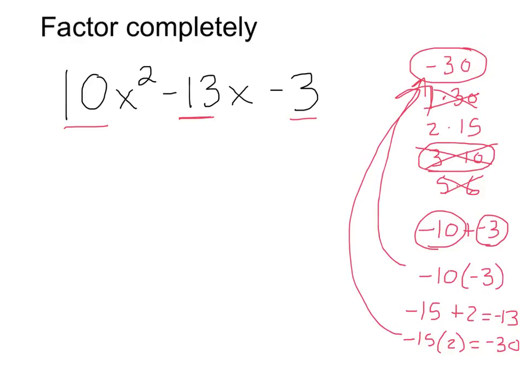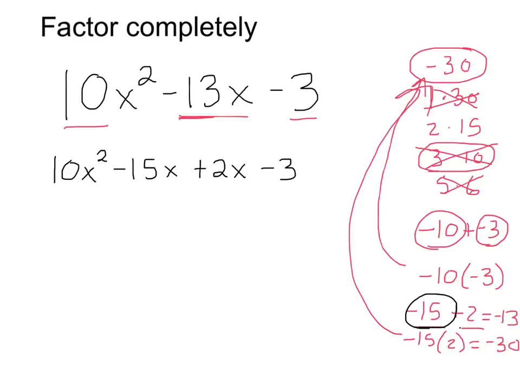And so I'm going to replace negative 13x with negative 15x plus 2x, aren't I? So what do I need to write? What do I need to write, Hayden? 10x squared minus 15x plus 2x. Okay, so all we did was rewrite using our negative 15 and our 2, didn't we? We did. And so now at this point, what's my next step, Sierra?